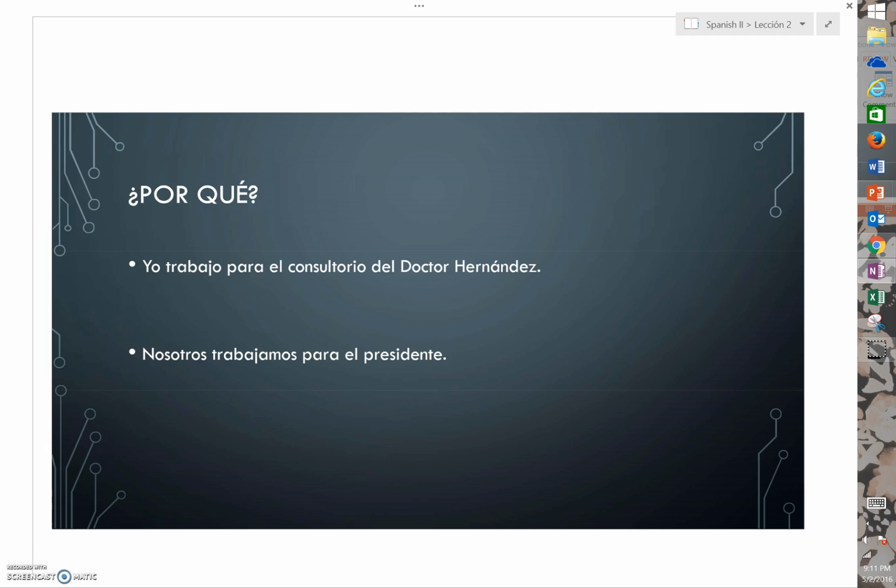What are both of these sentences talking about? Well, they both have the verb trabajar in them, and trabajar means to work. I work for the doctor's office. We work for the president. It's a pretty safe assumption here that we use para to express employment.